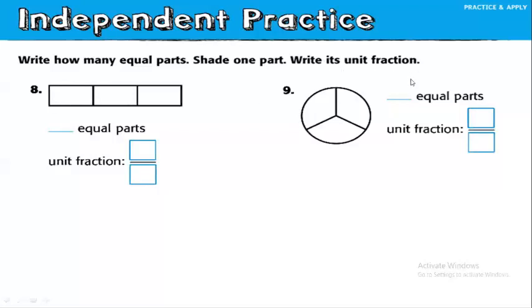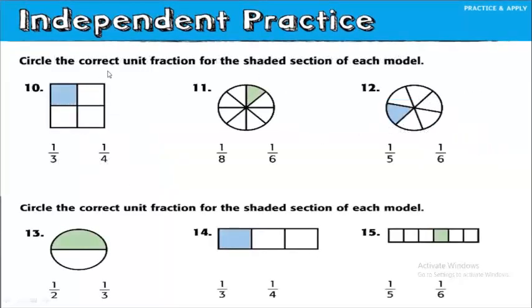Here, number 9. How many equal parts? We have 1, 2, 3. So here, 3 equal parts. The unit fraction will be 1 over 3 and you will shade only one part from this circle and you can read it 1/3. Here, circle the correct unit fraction for the shaded section of each model. Here, 1 over 4 because we have 4 equal parts and the one that is shaded is only one part.